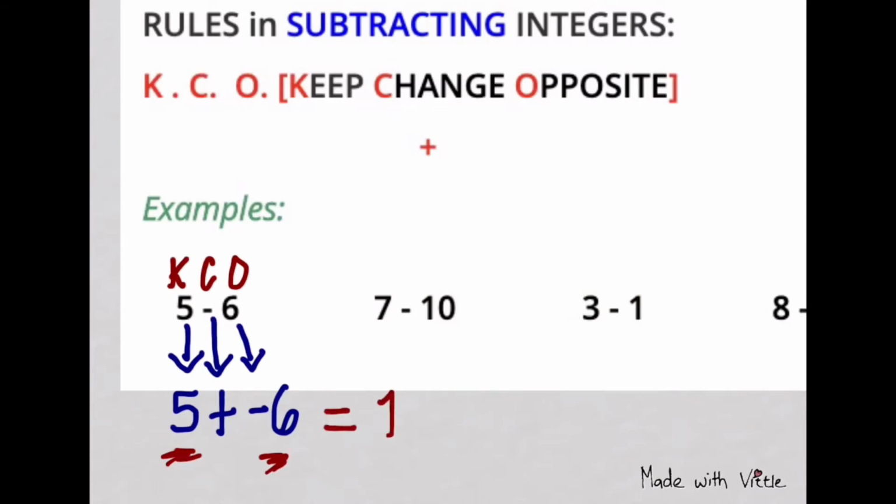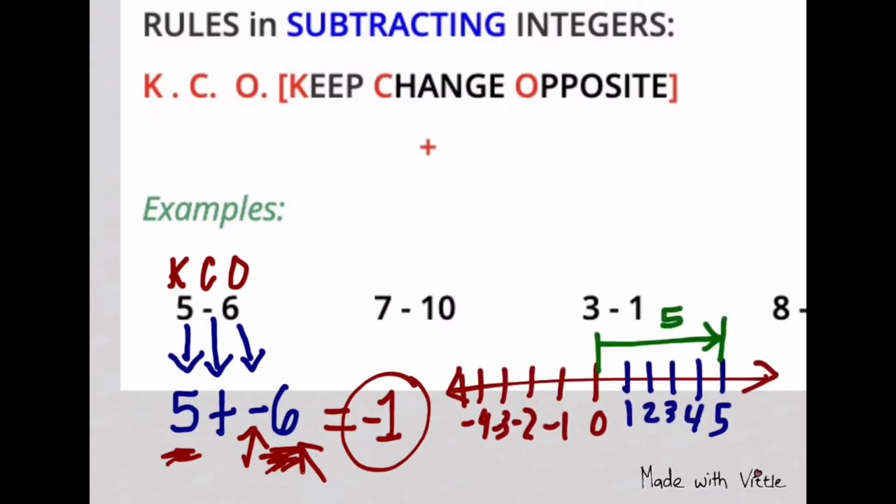So what is the difference between 5 and 6? That's going to be 1. And whose sign are we going to copy? Of course, the one farther from 0, and that is the 6, which is 6 spaces from 0. Therefore, we're going to copy the negative sign. For our final answer, it's going to be negative 1.